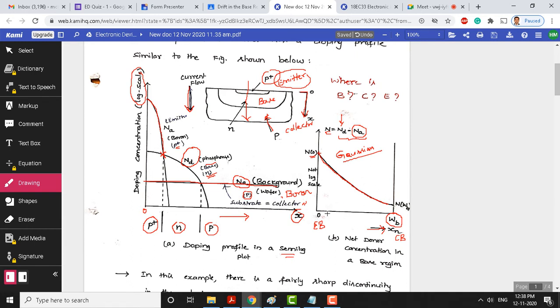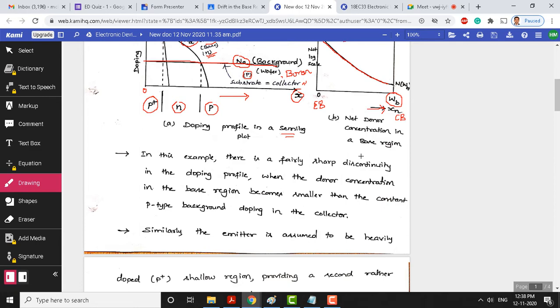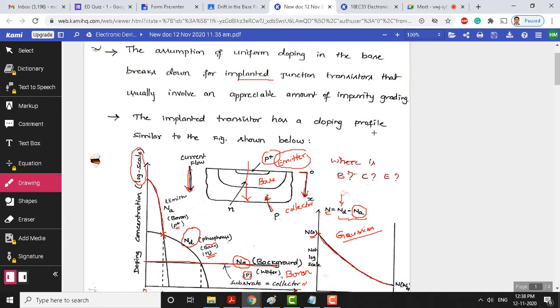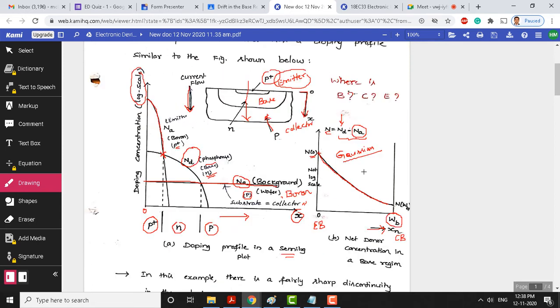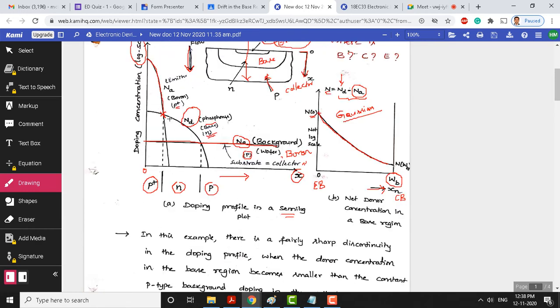So, within the width we have analyzed here, this is the net donor concentration, and that's how the graph looks. Look at the various points we have discussed here. This is the doping profile we already discussed, with reference to the structure. We have shown the doping profile and the net donor concentration here, and there are discontinuities between the different regions.